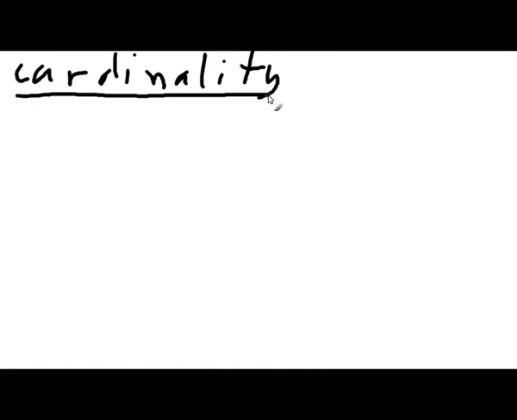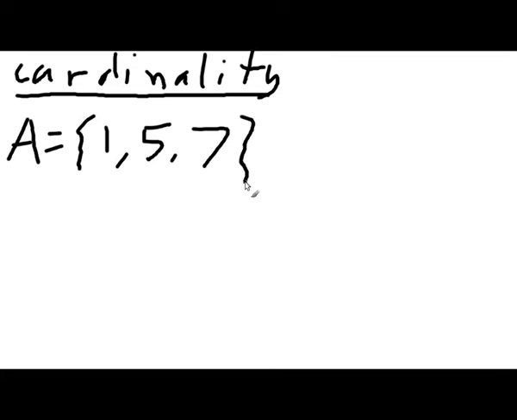Alright, so we will be talking about cardinality today. As we know, the cardinality of a set is essentially the number of elements in a set. So for example, if I have a set A which has the elements 1, 5 and say 7, then the cardinality of A, written A with two bars on two sides, is 3 because there are three elements 1, 5 and 7 in the set.